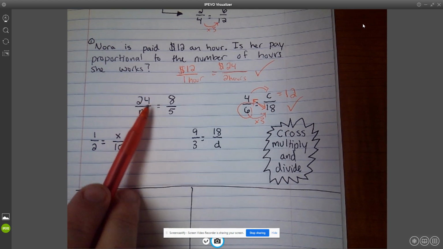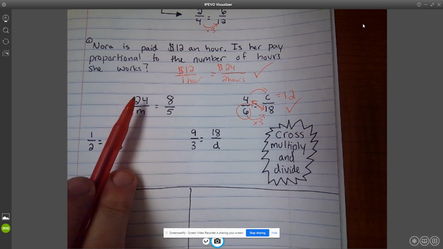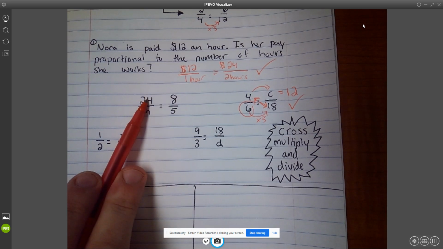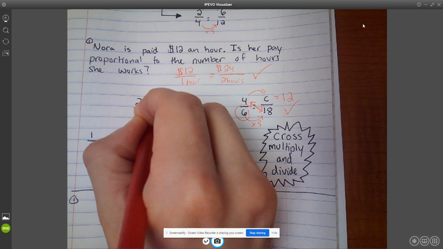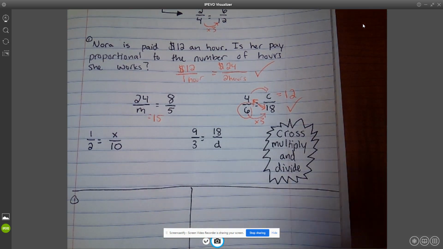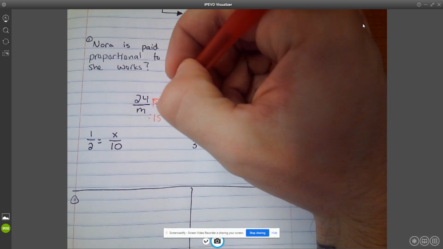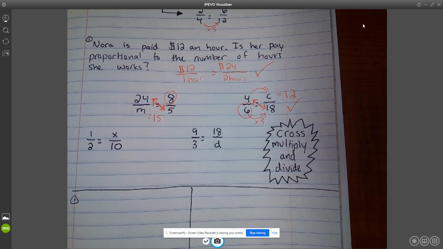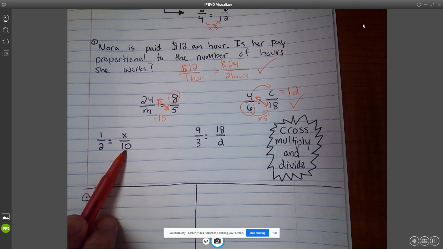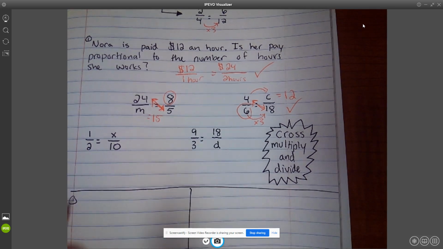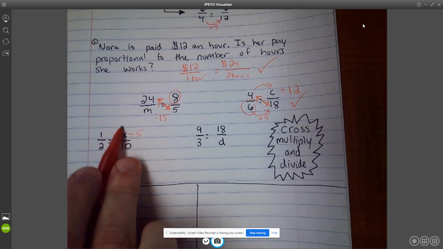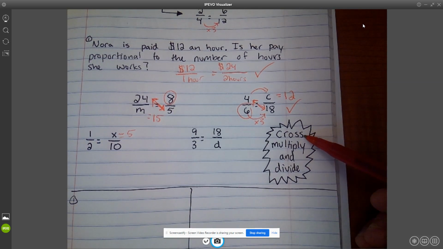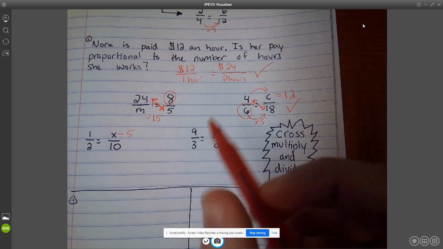Same thing over here. We're going to go 24 times 5 divided by 8. So 20 times 5 is 100. 4 times 5 is 20. So that'd be 120 divided by 8, which is 15. So M is equal to 15. Again, we're cross multiplying and dividing by our unknown. 1 times 10 is 10. Divided by 2 is 5. So X would equal 5. Again, 2 times 5, 1 times 5. But again, the easiest method is cross multiply and divide.